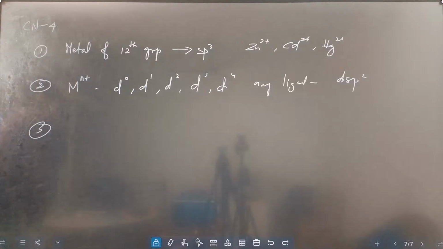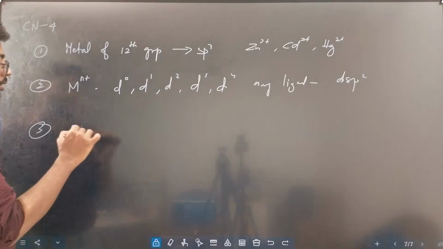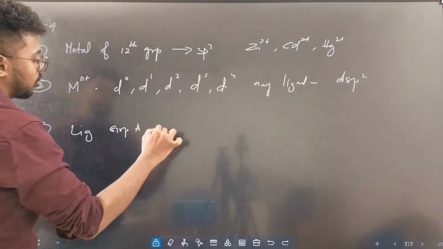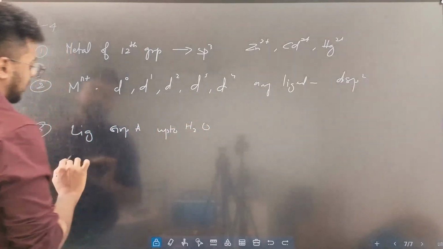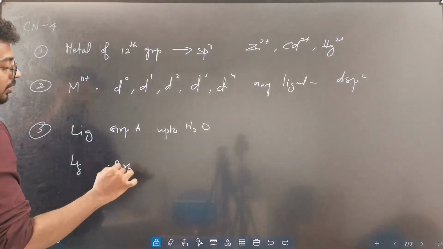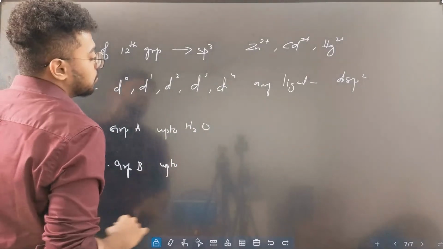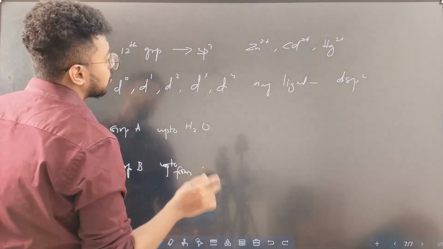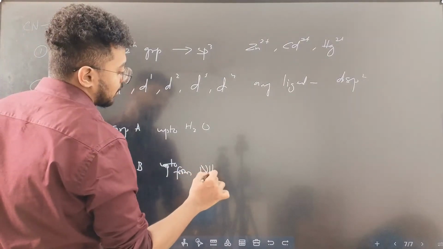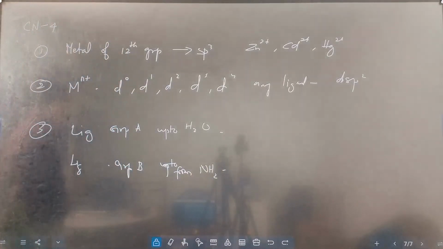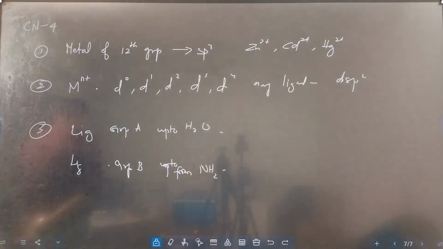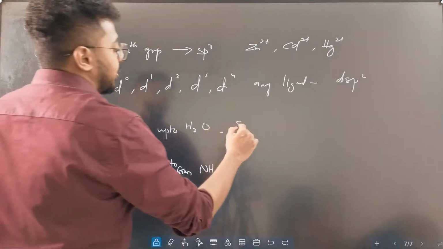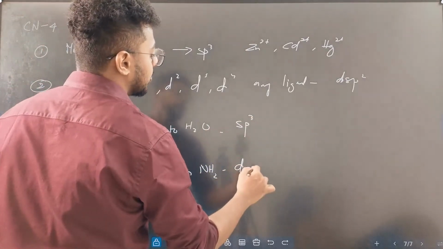And third, ligands of group A, that is up to water, and ligands of group B, that is from amine, so from water and from amine. Group A, up to water, is sp3 hybridized, and group B is dsp2 hybridized.